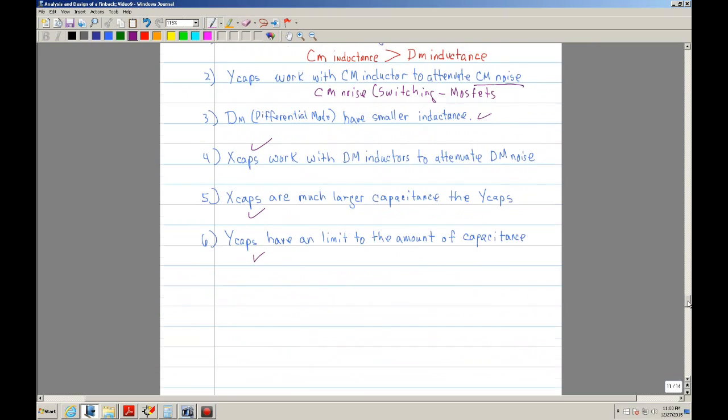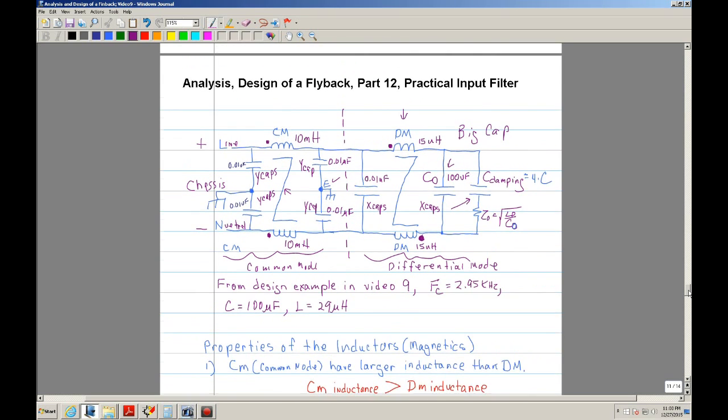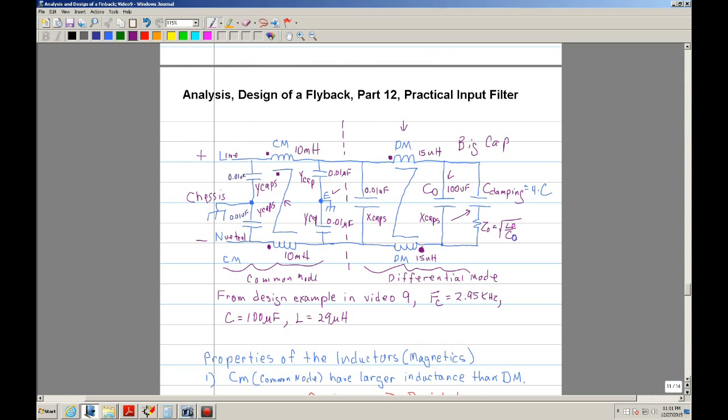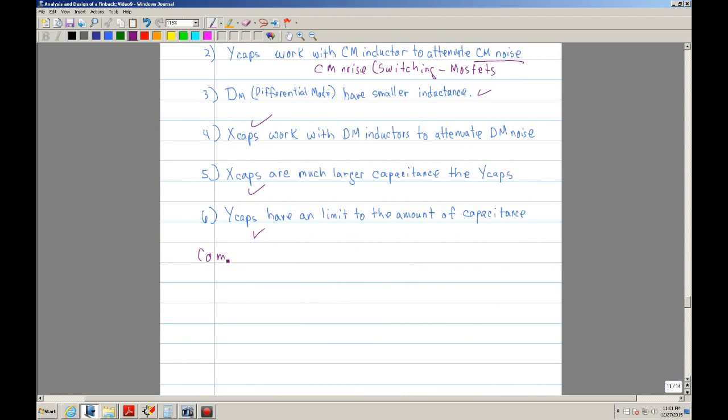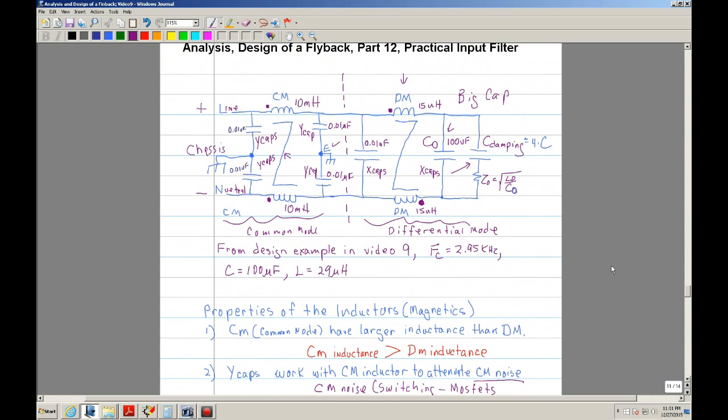Let me go ahead and analyze it a little bit more. When you have this type of filter, it might look a little daunting, but let's see if we can get a sense of what it does. Now let's consider the common mode. Common mode means that the noise will be coming through both the line and the neutral, and typically you can think of that as being shorted together.